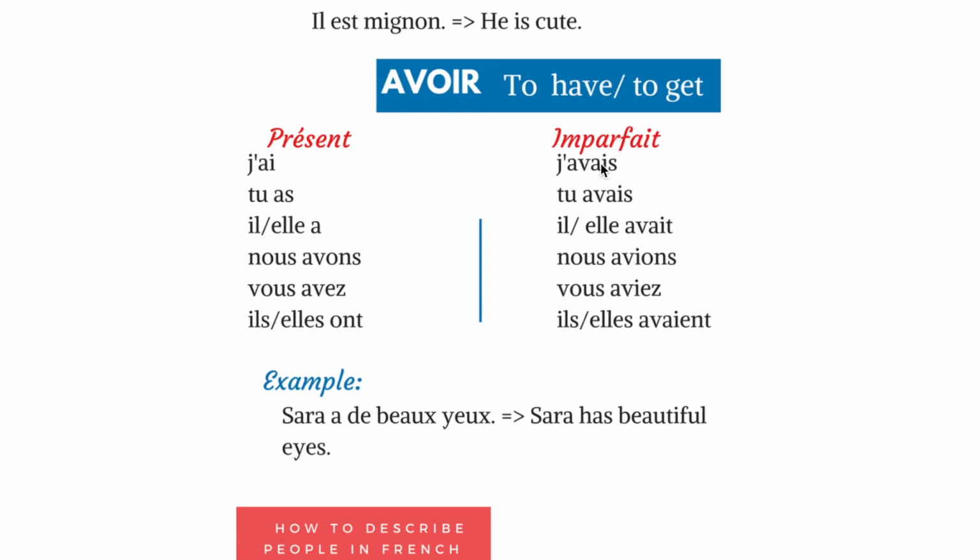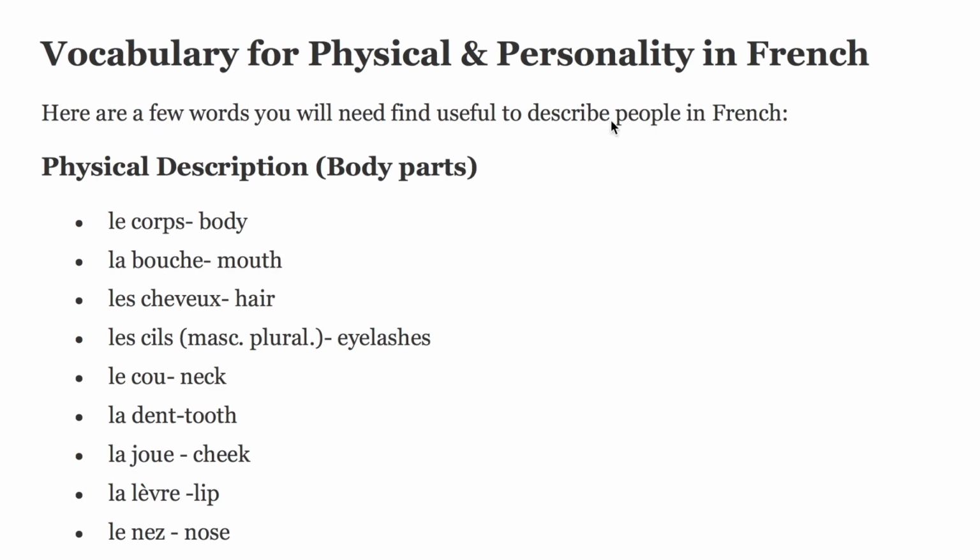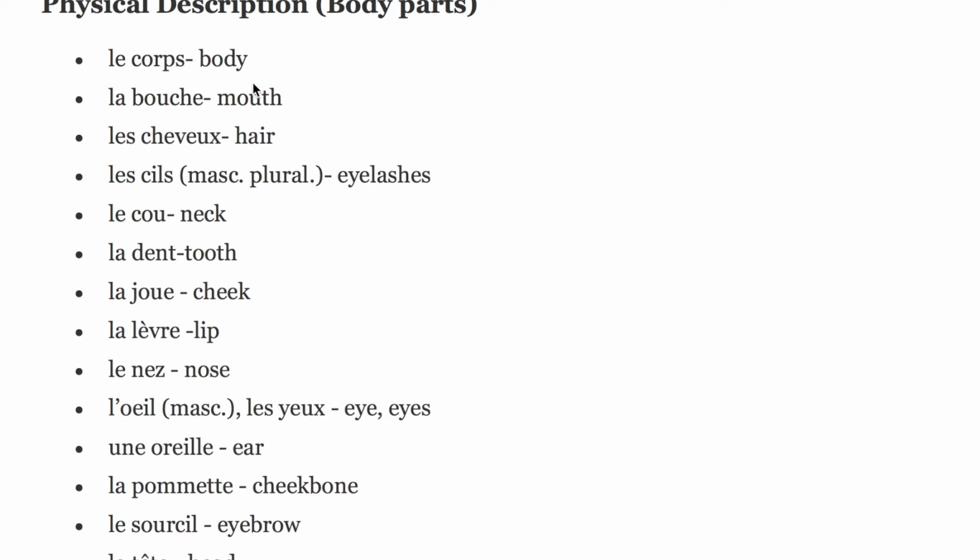Imparfait. J'avais, I had. Tu avais. Il ou elle avait. Nous avions. Vous aviez. Ils ou elles avaient. Exemple. Sarah a de beaux yeux. Sarah has beautiful eyes. So next step. Vocabulary for physical and personality description in French. Number 1, physical description. Body parts.